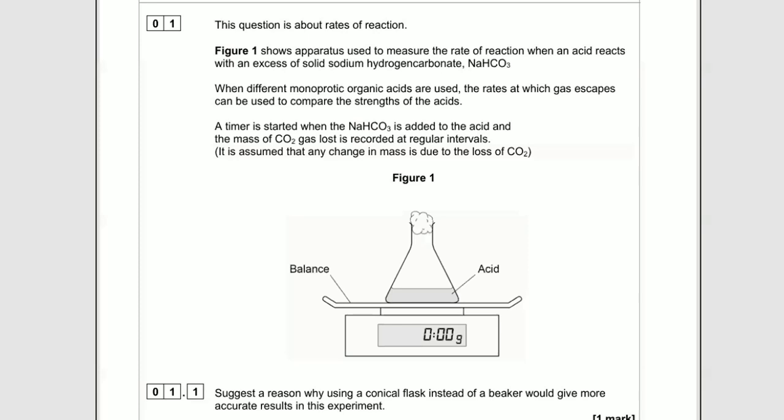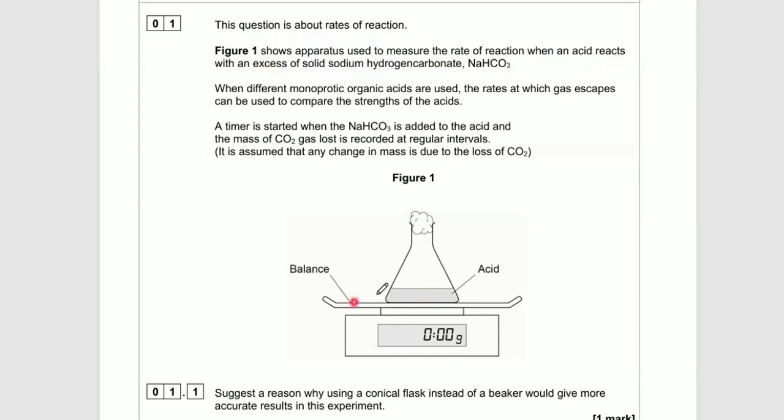Okay, guys, question 1. This question's about the rates of reaction. Figure 1 shows the apparatus used to measure the rate of reaction when an acid reacts with an excess of solid sodium hydrogen carbonate. That's NaHCO3. So they've got some acid in a conical flask. We've got a balance here, a measuring balance there. We've got cotton wool in the top of the conical flask, and we're adding the carbonate to the acid to get a reaction.